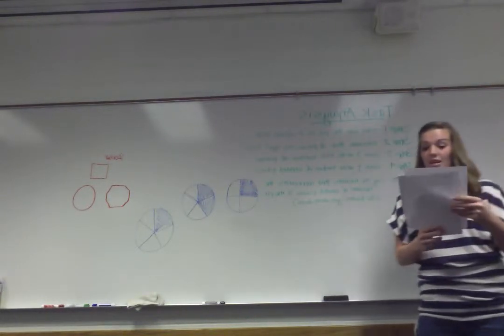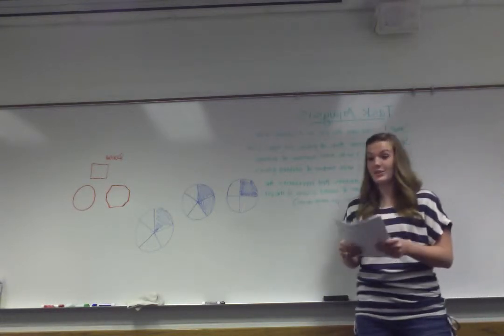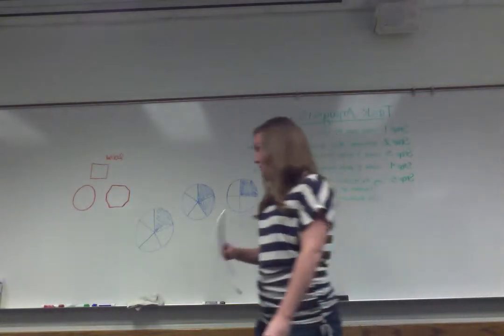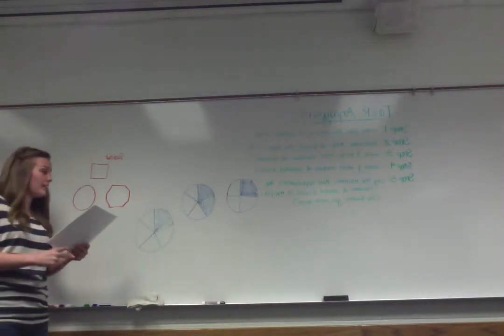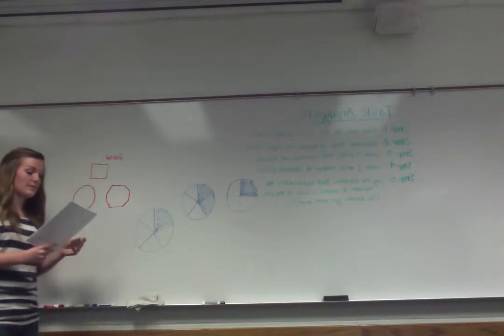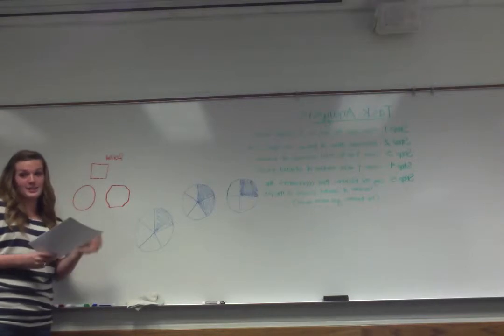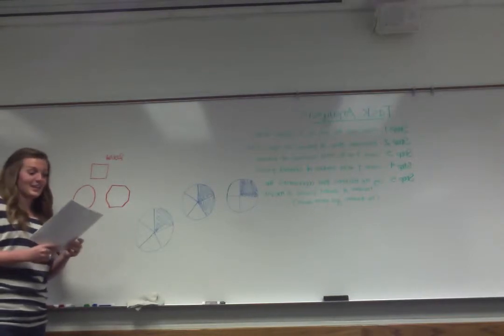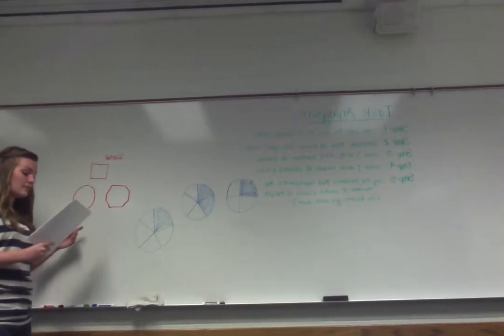Excellent. Okay. We are now going to review what a circle looks like. Do you know what a circle looks like? I think so. Okay. We're going to look at these shapes right here just to review what a circle is. Circles have 0 sides. How many sides does a circle have? None. Excellent.